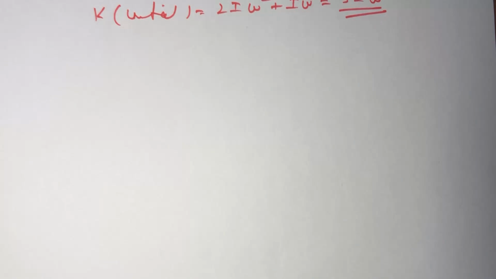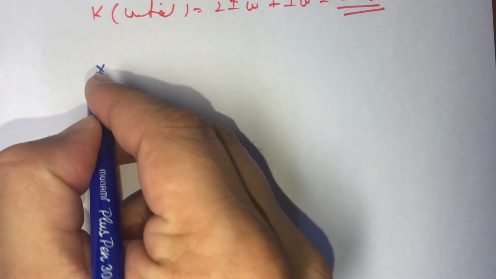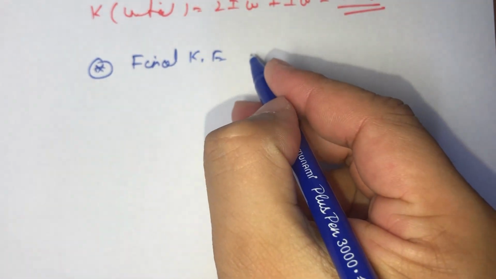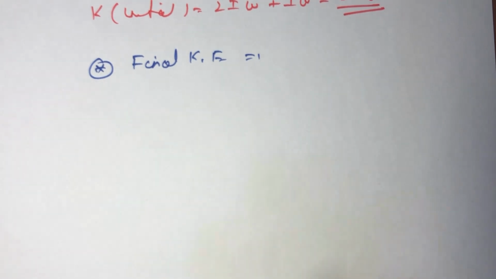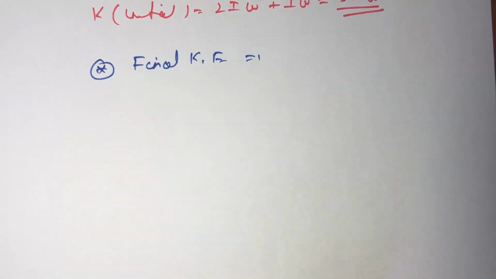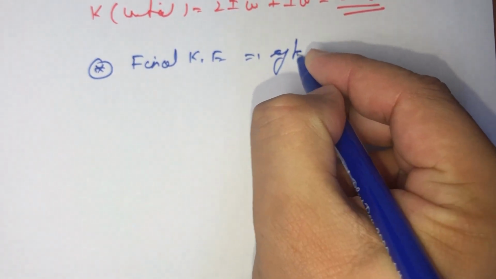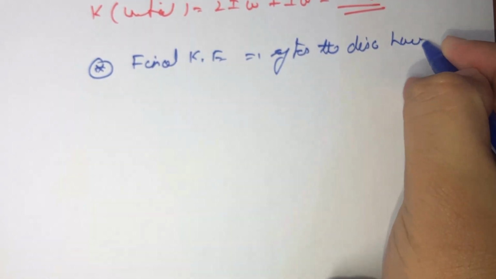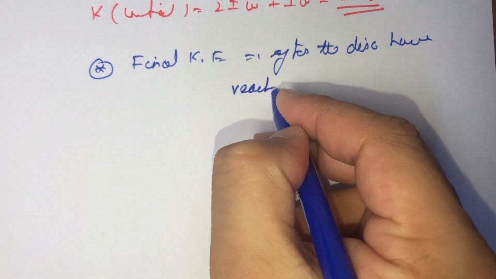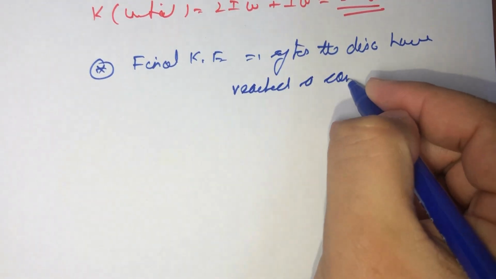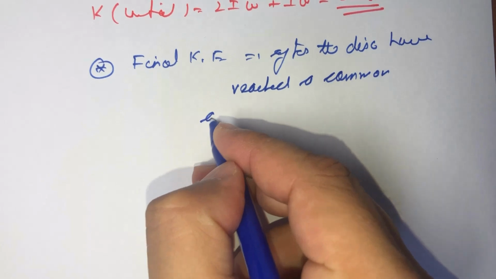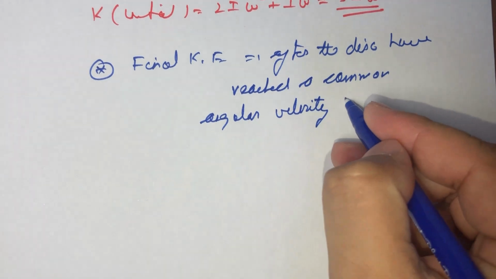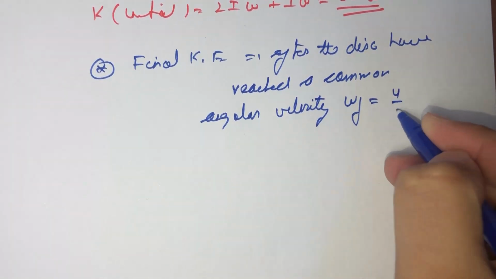And now we are going to find out the final kinetic energy. Final kinetic energy basically means after the disks have reached a common angular velocity, and that angular velocity is omega f, which is equal to 4 by 3 omega.